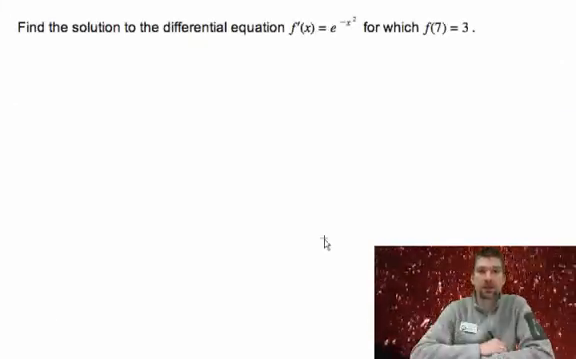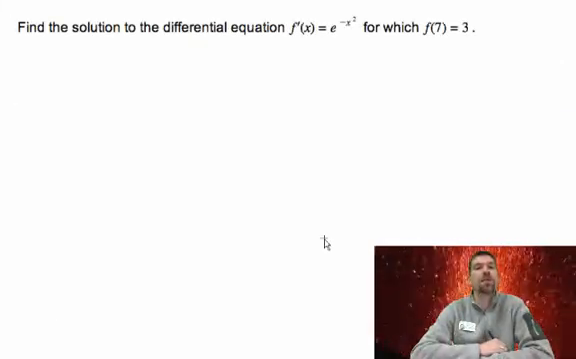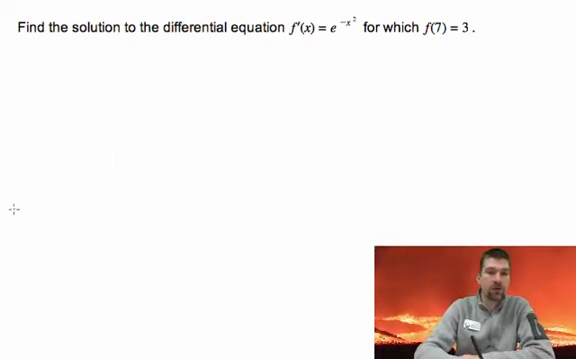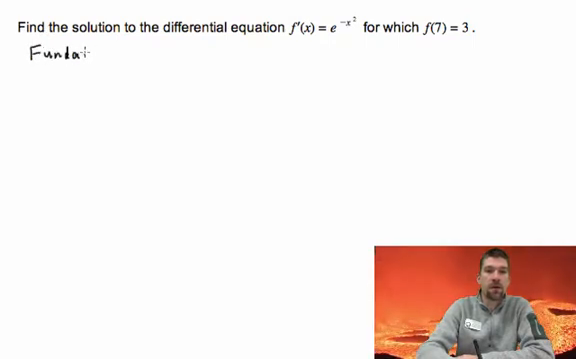Okay, we're going to find the solution to the differential equation f prime of x equals e to the negative x squared, for which f of 7 equals 3. The one rule I'm going to give you on this one is we want to use fundamental theorem of calculus.